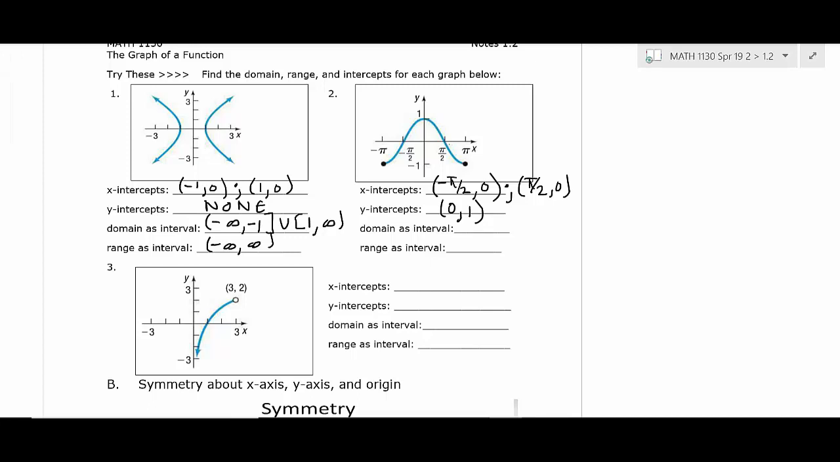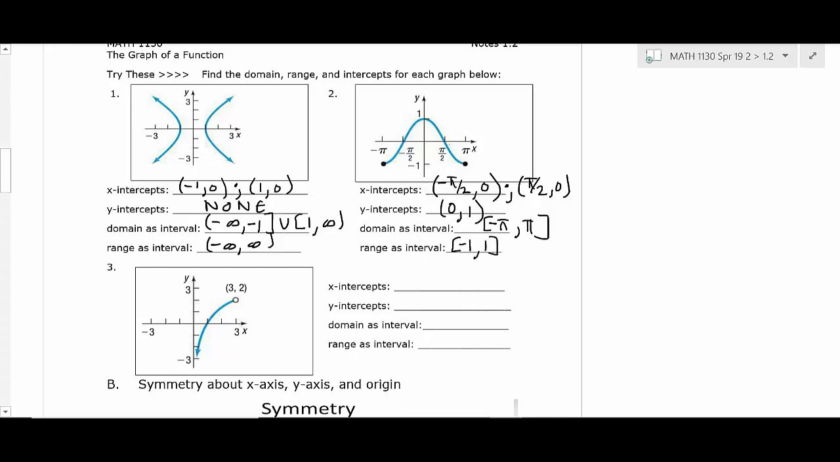Negative pi to pi, brackets or parentheses on the endpoints? Brackets, because you are including those in the domain. You're telling me what x can be. X can definitely be pi and negative pi. What did you put for the range? Negative 1 to 1, with brackets is what you should have got there.